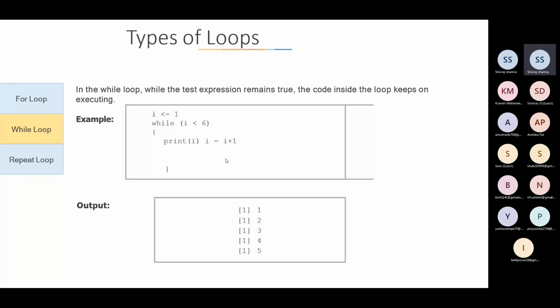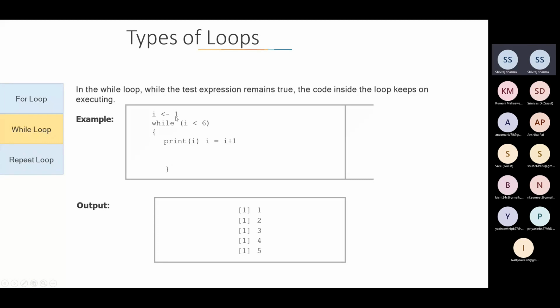Print I, I equals to I plus 1. So in every loop, the initial value of I is 1, and the next time the value of I will be 2, because in the print statement it is mentioned that I equals to I plus 1.